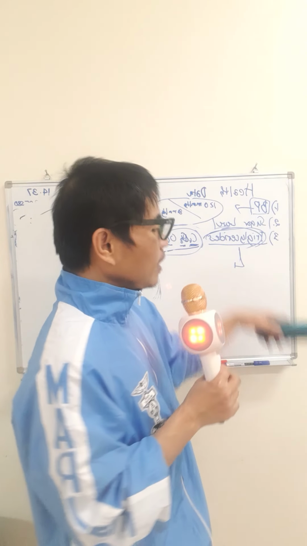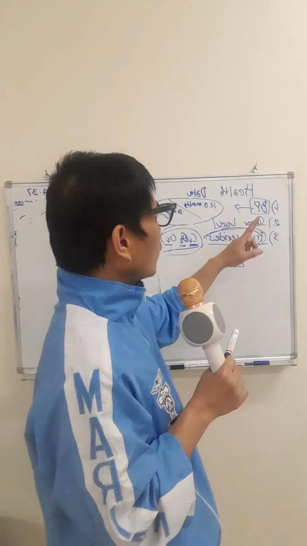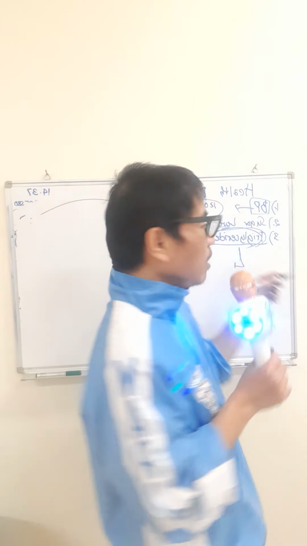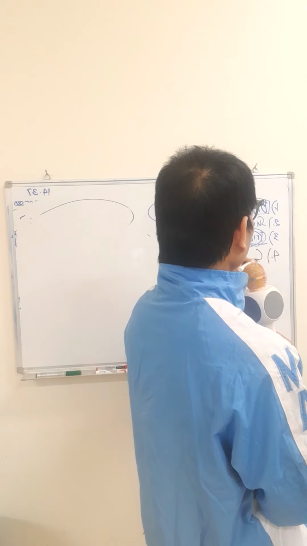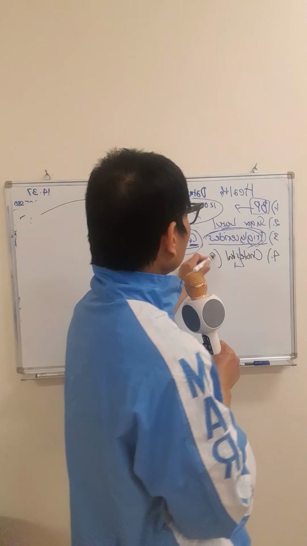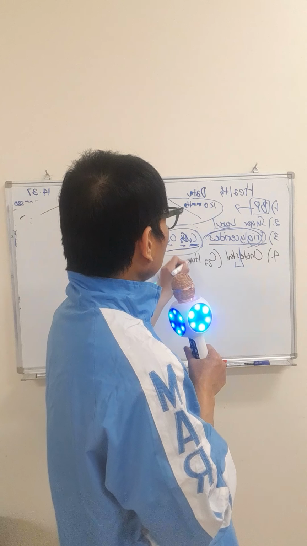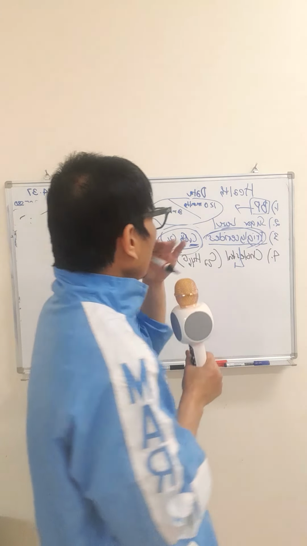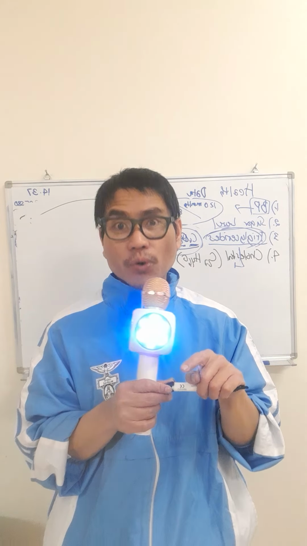So we are now finished with cholesterol. The health parameters are BP, blood pressure, sugar level, triglycerides, and cholesterol, number 4. So cholesterol is C27H46O. There are formulas so that we can understand the behavior.